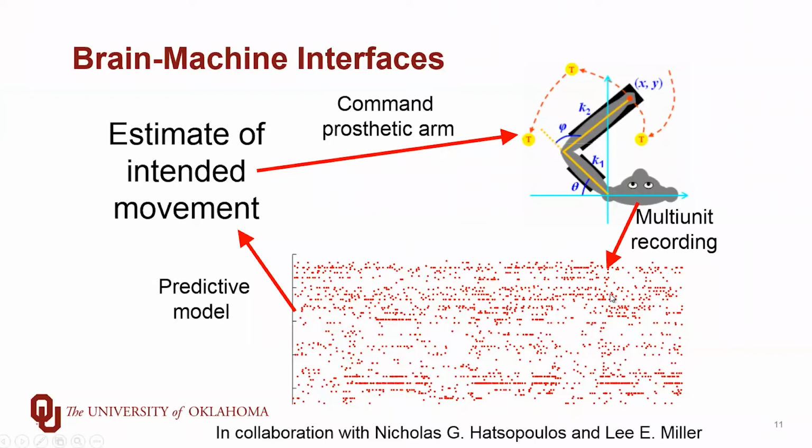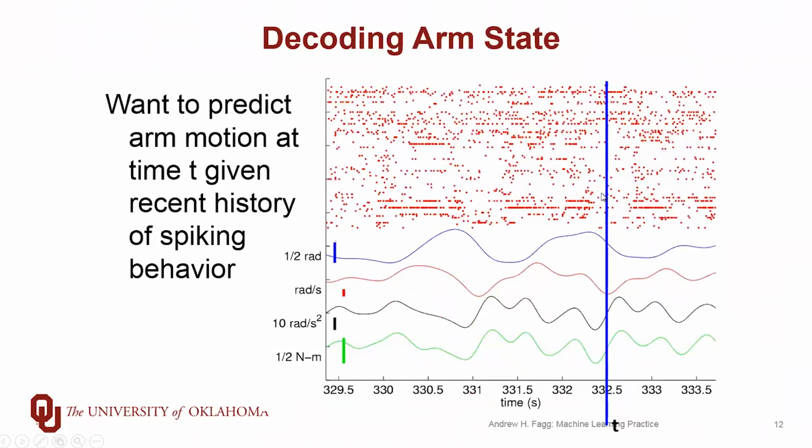So the idea that we're after here is to take a representation of the recent set of spikes and use a model to estimate what the intent is of the monkey. Intent here is in quotes because we really don't know what the monkey is thinking, but we'll try to estimate that anyway. And if we can do that, then we can turn around and use that motion intent to command the movement of the exoskeleton. So let's drill down into that a little bit more.